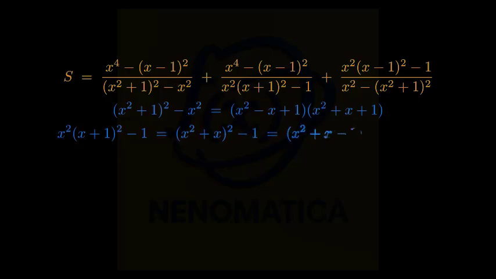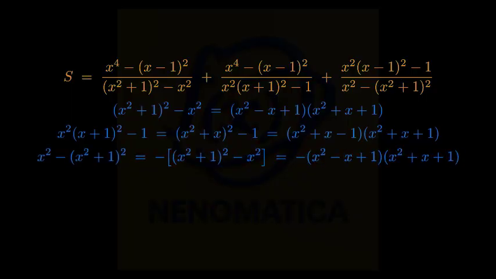For the middle denominator, x squared times (x plus 1) squared, minus 1 can be reorganized as the quantity x squared plus x, all squared, minus 1, which again is a difference of squares. It factors into (x squared plus x minus 1) times (x squared plus x plus 1). For the right denominator, x squared minus (x squared plus 1) squared equals the negative of the left denominator. So it is negative 1 times (x squared minus x plus 1) times (x squared plus x plus 1).